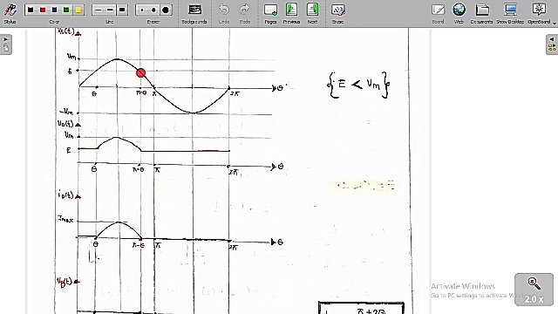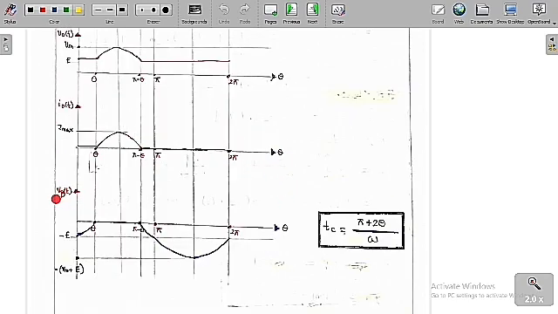Again, after pi minus theta, Vs is less than E. If Vs is less than E, the diode is off. As the diode is off, the output voltage is equal to E and the output current is equal to 0. So these are the graphs we are going to get. Again the same repetition is going to happen after 2 pi also.